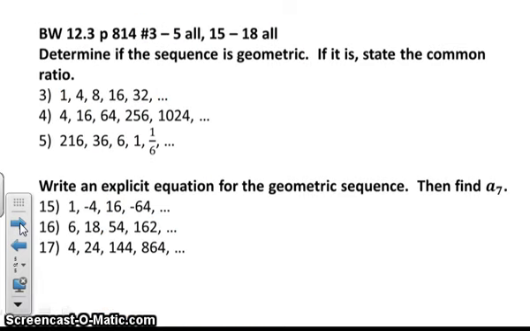All right, that's the bookwork. 6 problems. Quiz on this will be Monday.